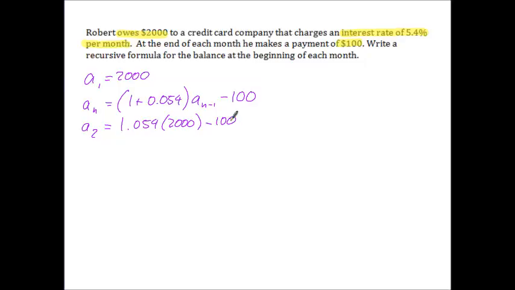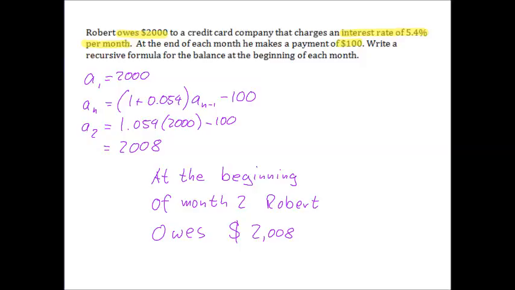And as you plug this into the calculator, you will find out that the amount is 2008. So that means at the beginning of month 2, Robert owes $2,008. All right, that was easy enough in terms of the math, but let's think about this for a minute. Robert paid $100, and still he actually now owes more than he did before.